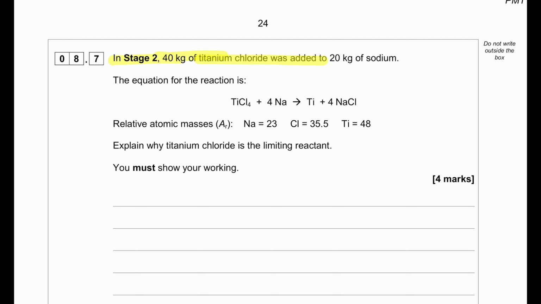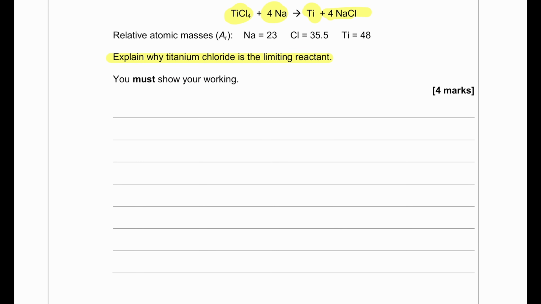In stage 2, 40 kg of titanium chloride was added to 20 kg of sodium. So titanium chloride plus 4 sodium produces titanium plus 4 NaCl. Explain why titanium chloride is the limiting reactant. Basically we had an excess amount of sodium, so that the sodium is in excess, to make sure basically all of the titanium chloride is reacted to produce titanium.